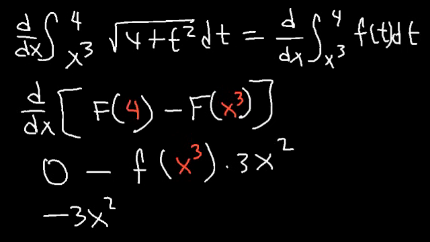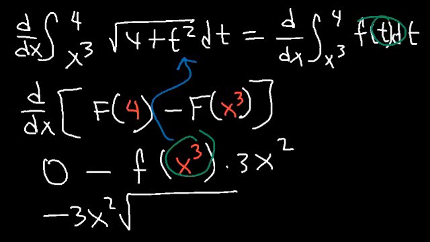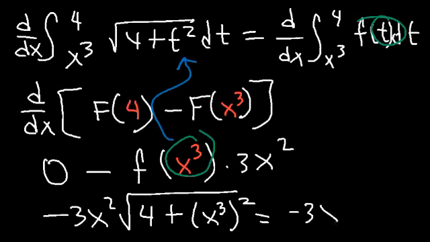And now let's replace t with x cubed. So let's plug x cubed into this equation. So this is the square root of 4 plus x cubed squared, which is negative 3x squared square root 4 plus x to the 6th power. So this is the answer.